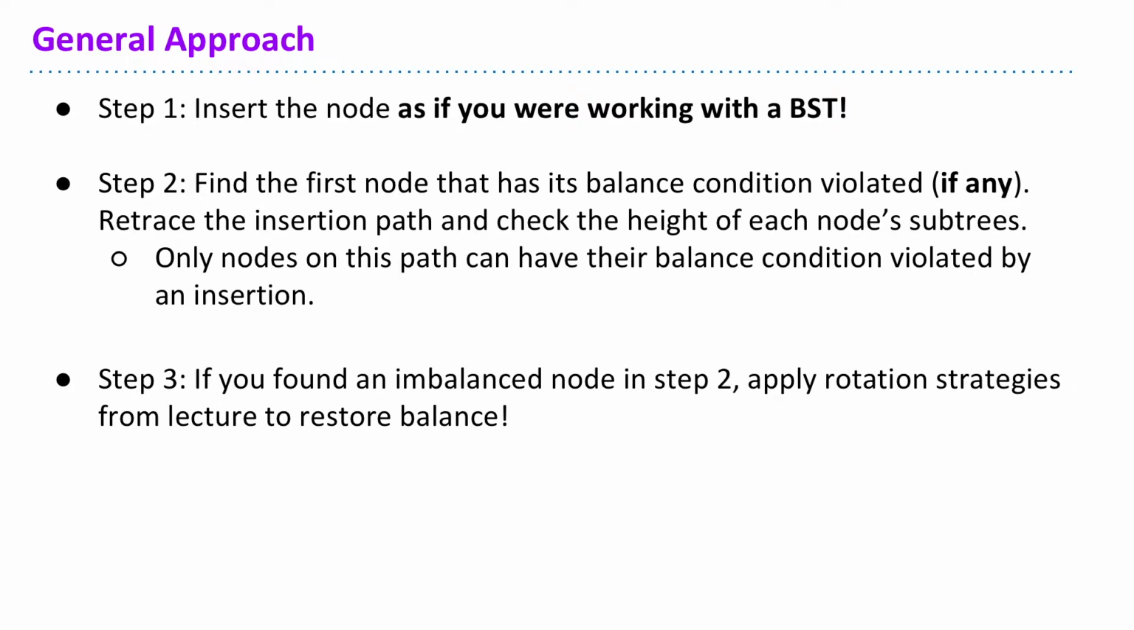So the way that we can do this is by following the path that we took to insert our node in step 1, and checking the height of its left and right subtrees for each node. So like each node in the path. If the heights between the left and right subtrees for any node are off by more than 1, then we can consider this node to be imbalanced, which makes the tree imbalanced. And for step 3, if we find an imbalanced node in step 2, then we can apply rotation strategies from lecture to restore balance.